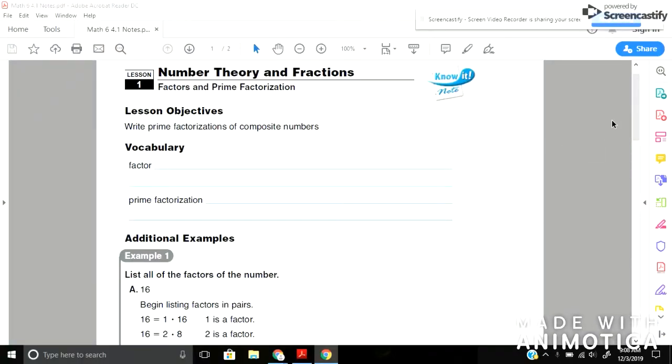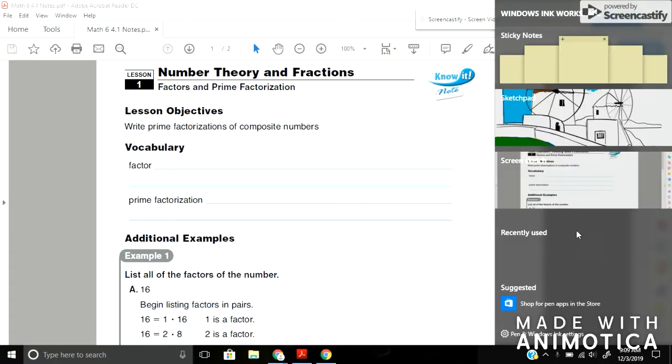Today we'll be discussing factors and prime factorization. All right, this is the first lesson in chapter 4, which is titled Number Theory in Fractions. We want to be able to write prime factorizations of composite numbers today. So, some big terms here, but we'll get some practice and we'll do a little defining of those to start.